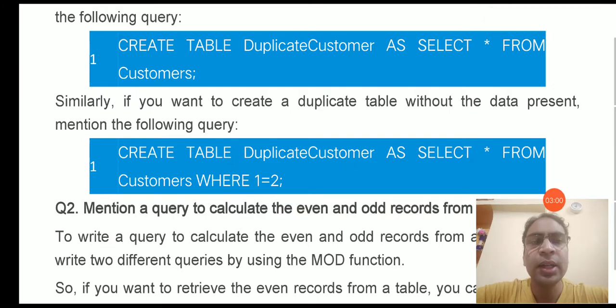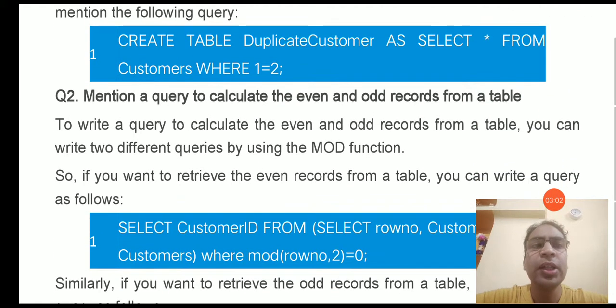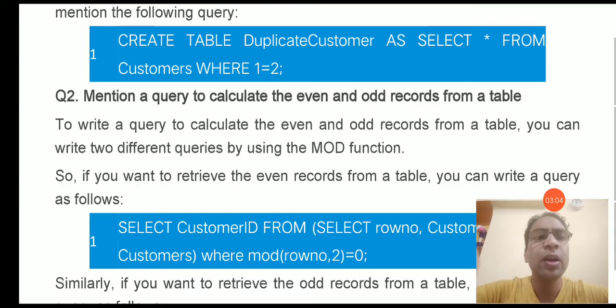So let us see another question. Mention a query to calculate the even and odd records from a table. How you can calculate the even and odd records from the table. To write a query to calculate even and odd records from a table, you can write two different queries by using the mod function. So the mod function can be used for the purpose, and we can write two separate queries, one for calculating the even and one for calculating the odd records.